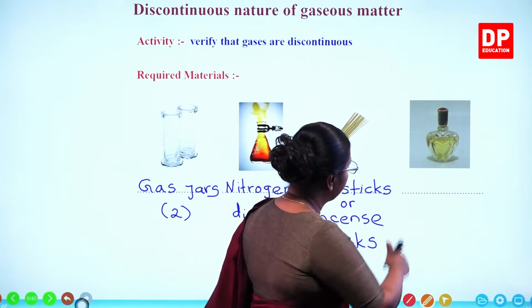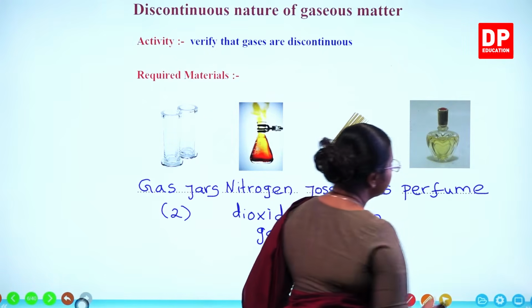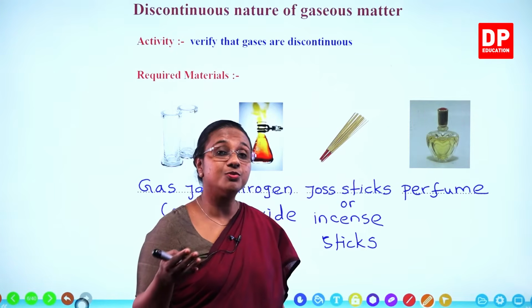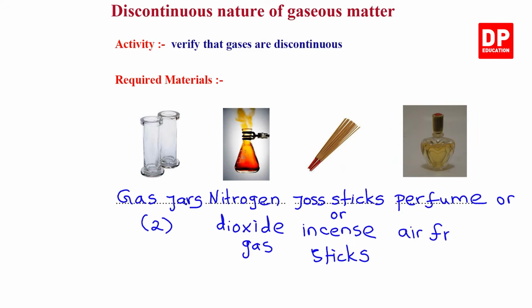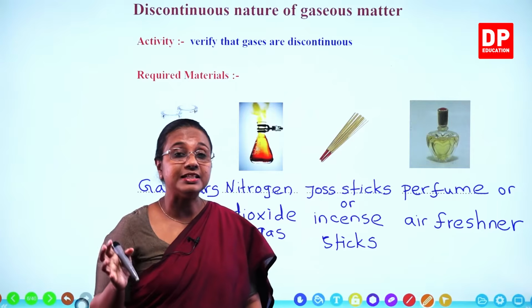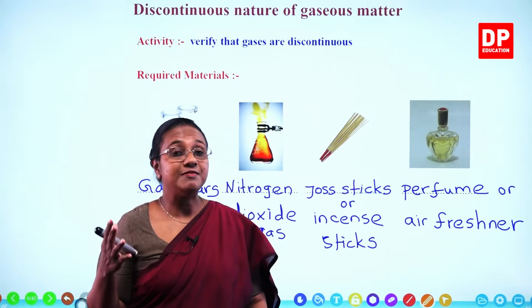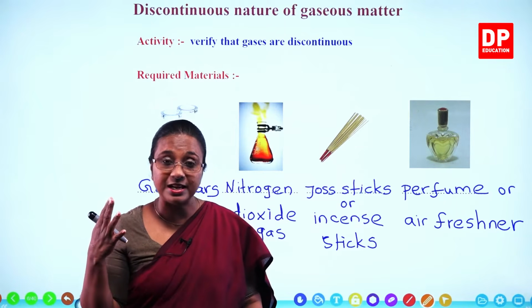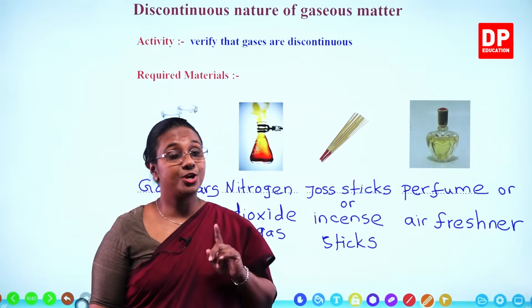Then for the third part of the activity, we will be using a perfume. So you all know when we say perfume, students, the perfume has a nice fragrance. Instead of a perfume, you can also use an air freshener. So what we will do is we will take the perfume or air freshener and spray it and observe what happens. When we say observe, it's not only watching, you have to observe the fragrance or the smell spreading throughout. All that will give you an idea about the discontinuous nature of gases.